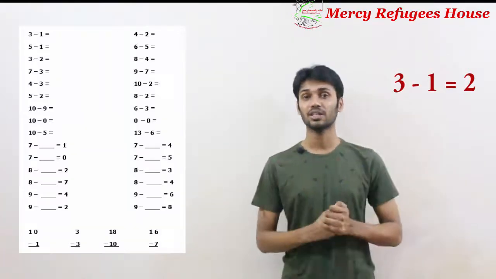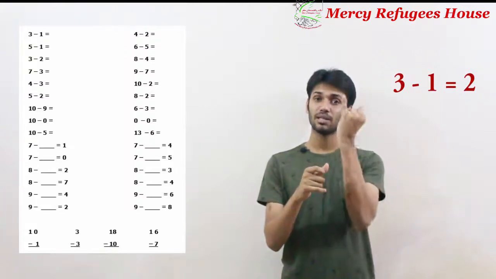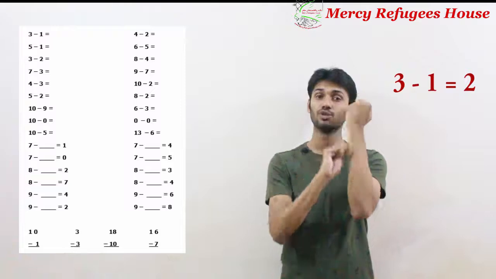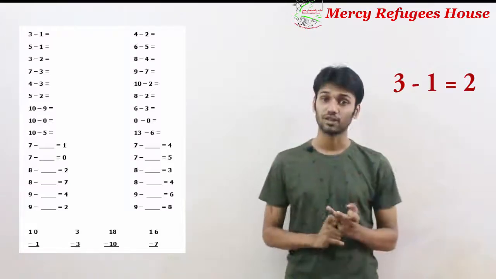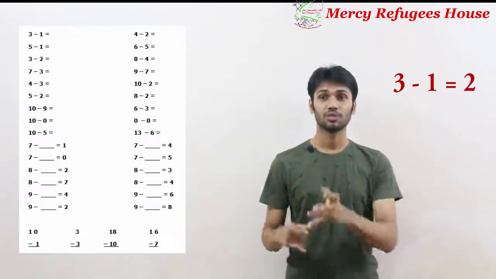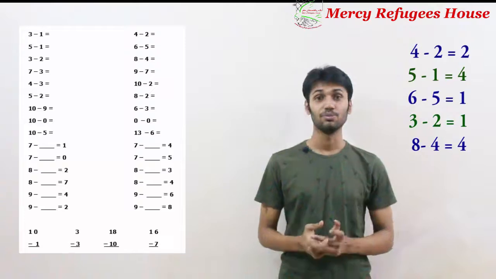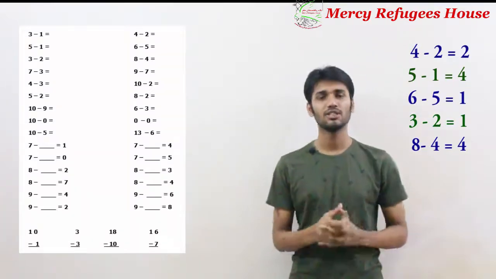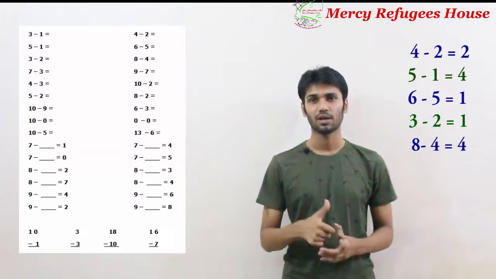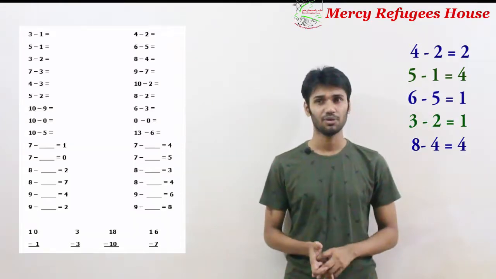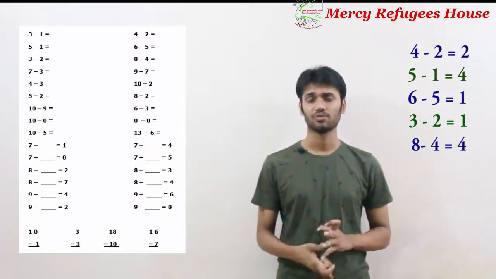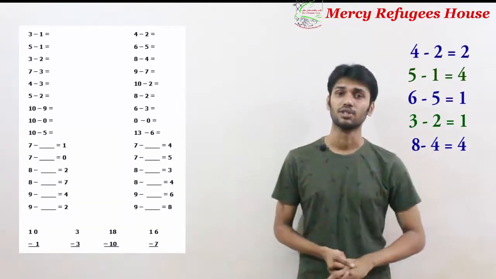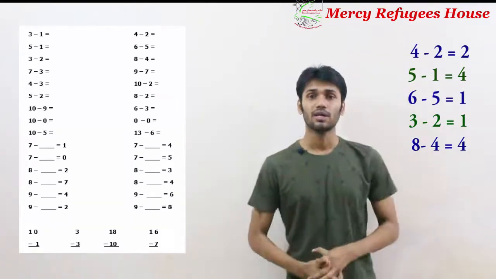Or the other way you could say that 3 minus 1, how many numbers am I going back? Counting back 1. So 3, before 3 what comes? 2. So this is how they could find out the answer. So what should be 4 minus 2? It should be 2. 5 minus 1? It should be 4. 6 minus 5? It should be 1. 3 minus 2? It should be 1. 8 minus 4? The answer should be 4. You just go through all this version. Now go to the next one.